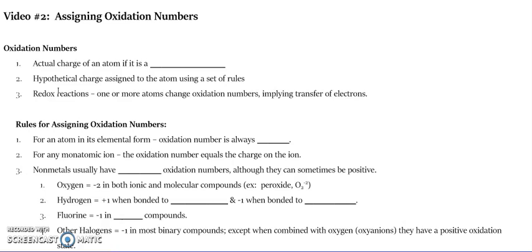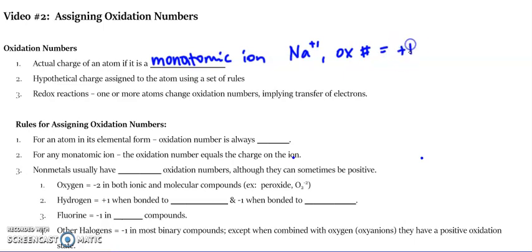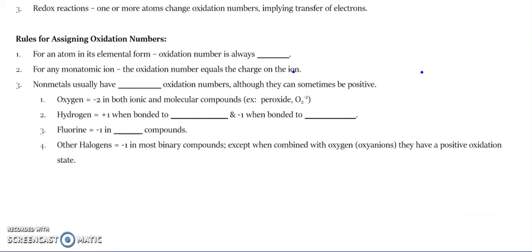So number 1, which actually is in the rules also, is that an actual charge of an atom, if it's a monatomic ion, is its oxidation number. For example, sodium in a compound, if it's sodium plus 1, its oxidation number is plus 1. All right, so how do we assign oxidation numbers? How do we figure these out?